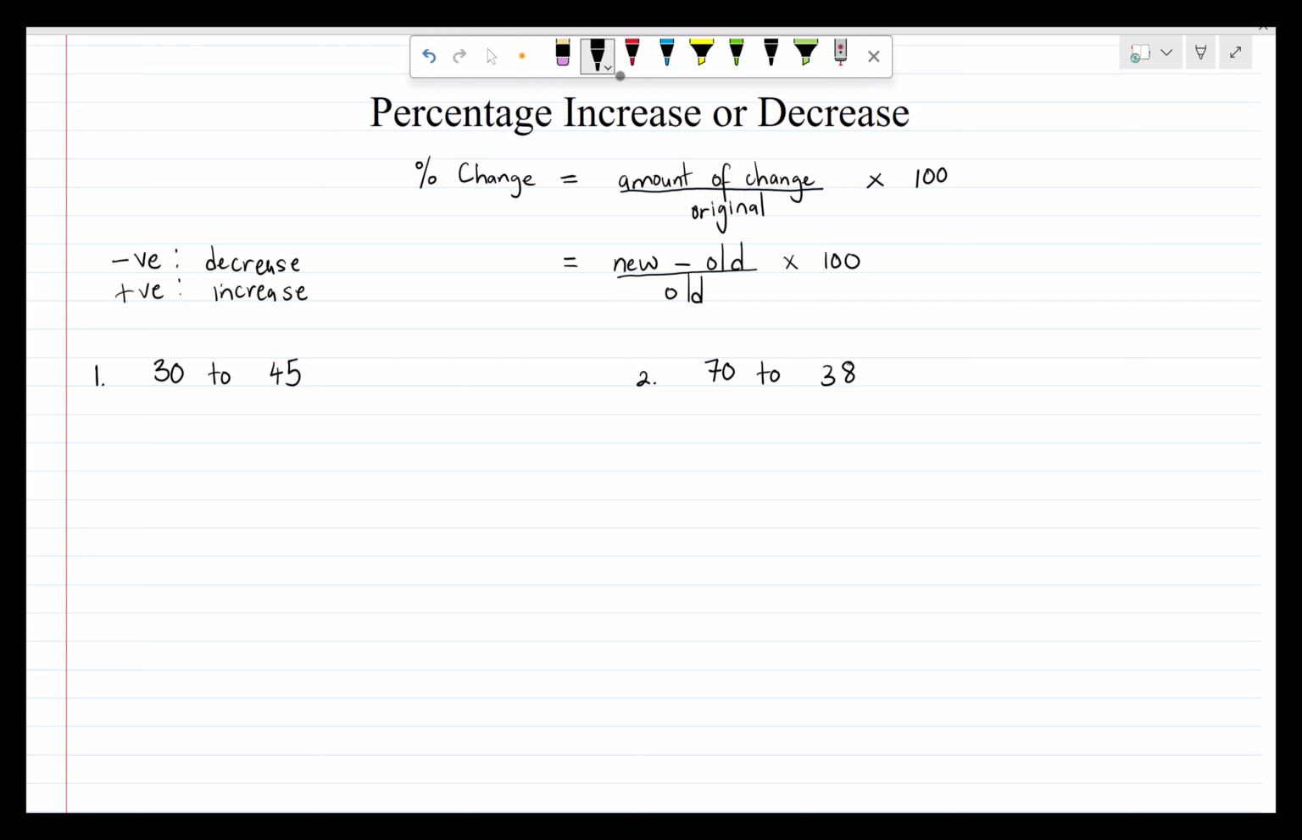Example number 1 gives us two values. We are moving from 30 to 45. Using the formula above, the percentage change is equal to the new number, which is 45, subtract the old number, which is 30, all over the old number, which was 30, and we're multiplying this by 100. 45 minus 30 gives us 15 over 30 multiplied by 100.